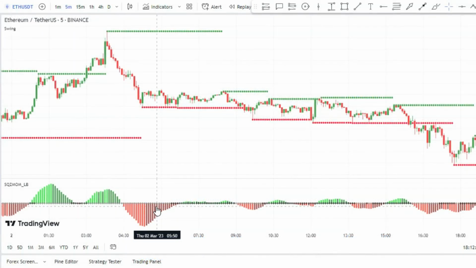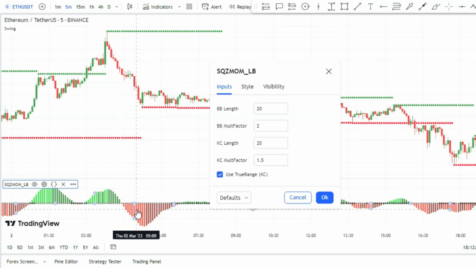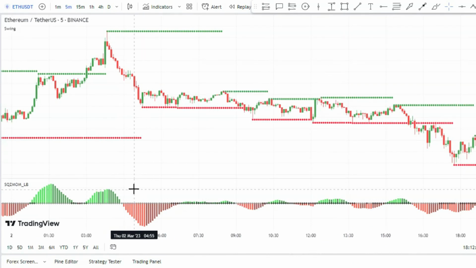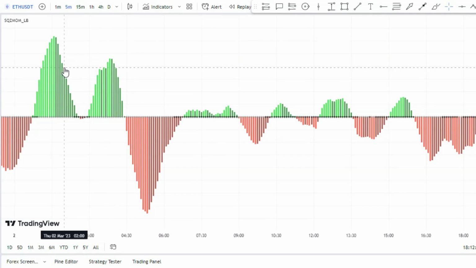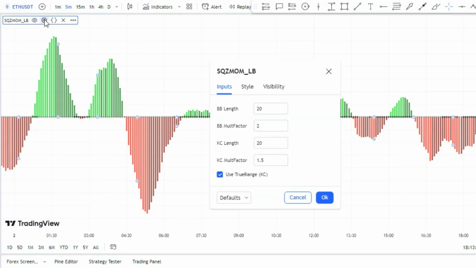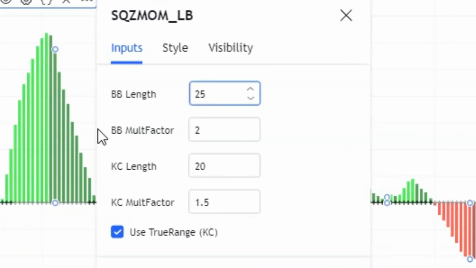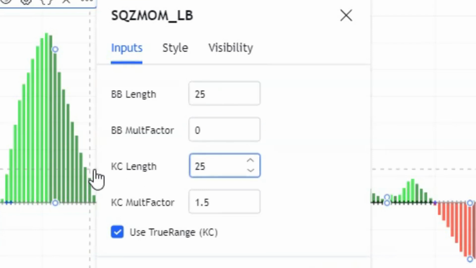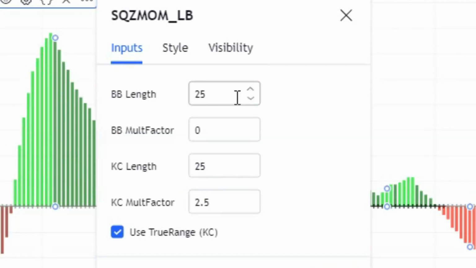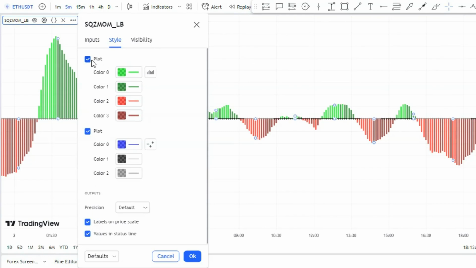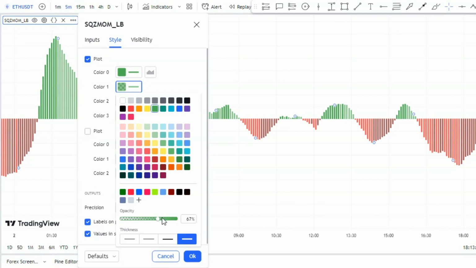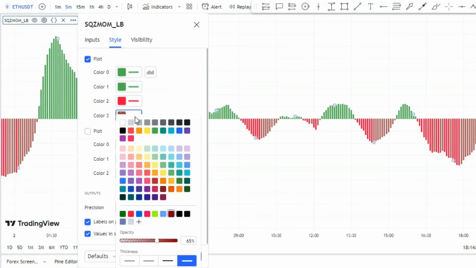The squeeze momentum indicator is a powerful oscillator that helps traders to identify momentum of the market. To use the squeeze momentum indicator, we will need to make some changes to its settings. So in the settings of this indicator, we will change the BB length to 25 and the BB multi-factor to 0. Additionally, we will change the KC length to 25 and the KC multi-factor to 2.5. After we have made these changes, we will disable the second plot in the style section of the indicator. Then we will change the color 0 and 1 to green and color 2 and 3 to red.